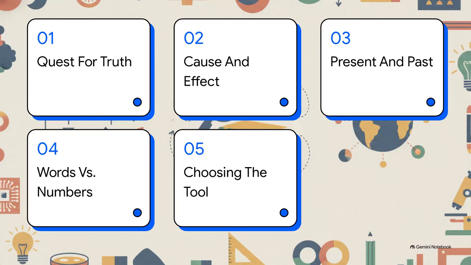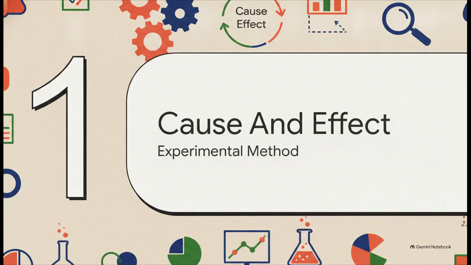So here is our roadmap. Today, we're exploring 5 foundational methods: the quest for truth, testing cause and effect, observing the present and past, the epic battle of words versus numbers, and finally, choosing the right tool for the job. All right, Section 1, testing cause and effect through the experimental method.